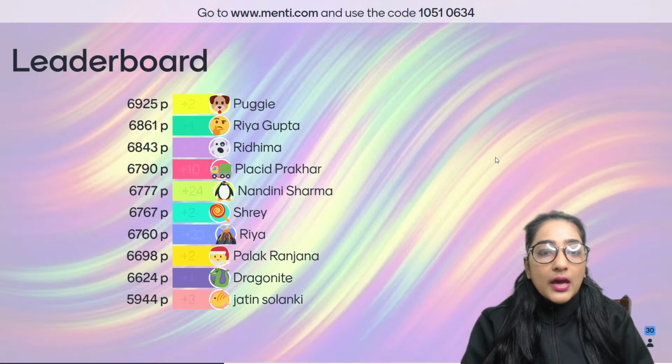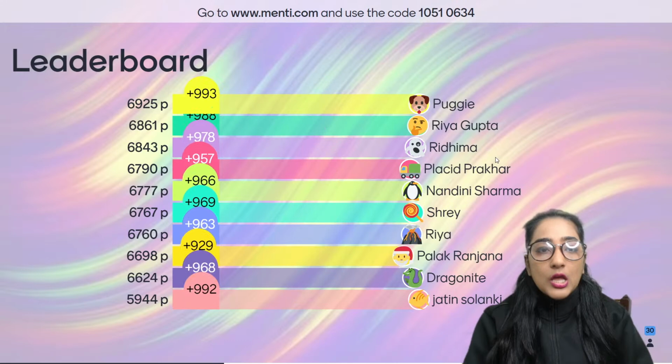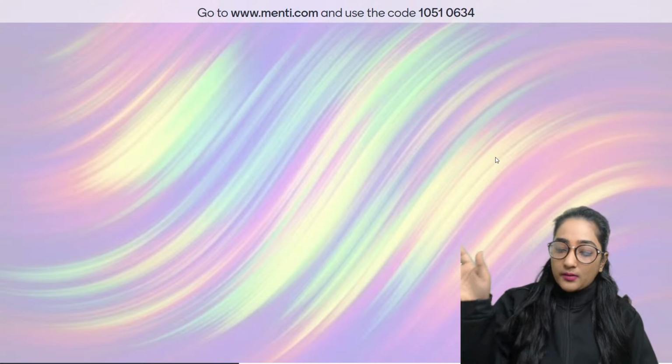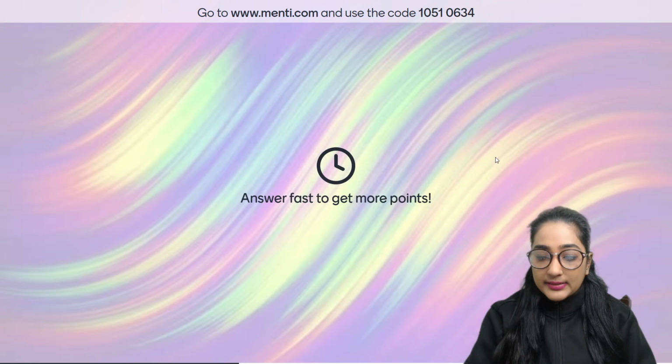Let me have a look. So Puggy is at the first position and is the fastest one. Then I've got Rhea, then Rithima, then Placid, Prakha, Nandini, Shrey, Rhea, Palak, Dragonite and Chatan. Doing great so far and that's going really amazing. Question number 9 on your screen. Let's have a look. I hope that you all love this session.